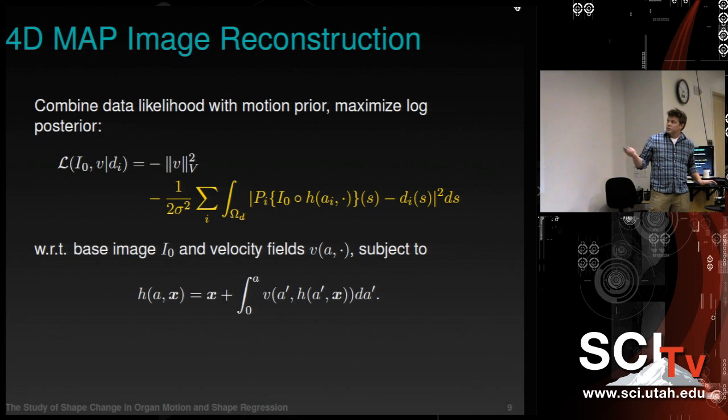It has the sum of squares data term. It has the motion model, modeling the deformation as a flow along these velocity fields. We're regularizing those velocity fields. And we can plug in different image modalities by just changing PI.